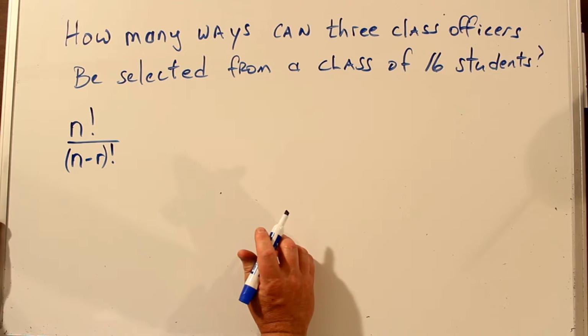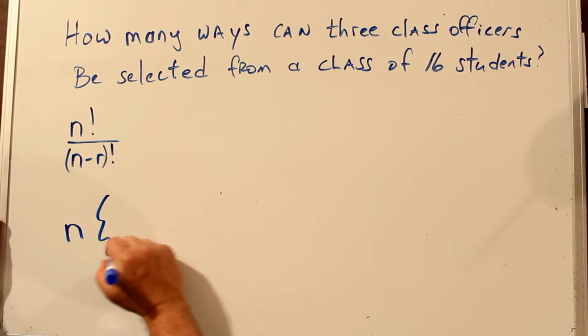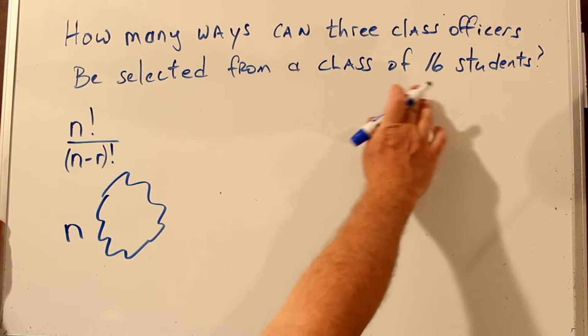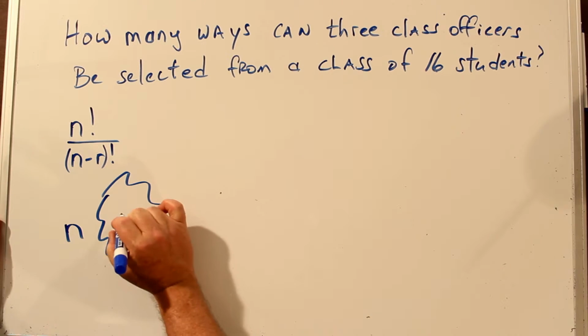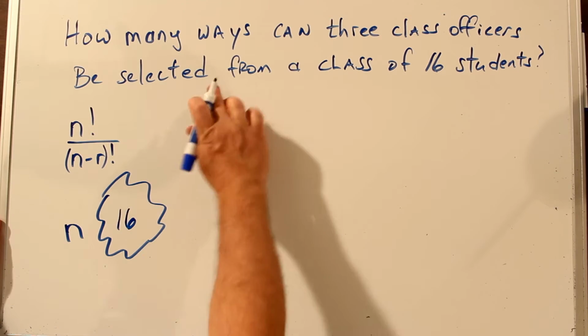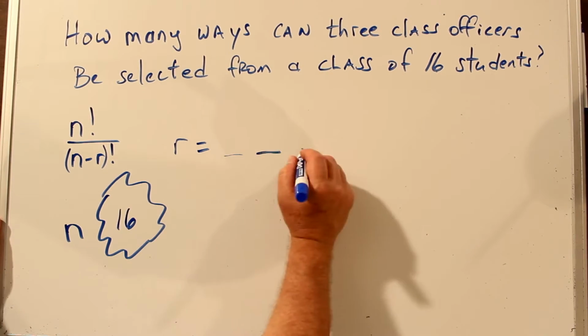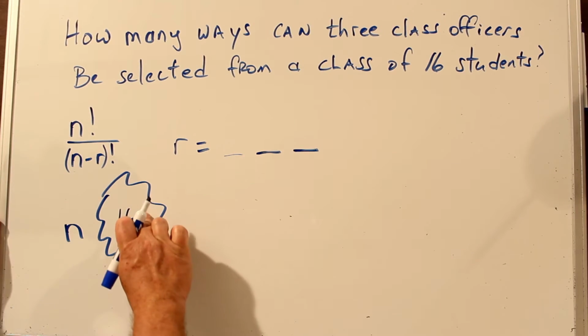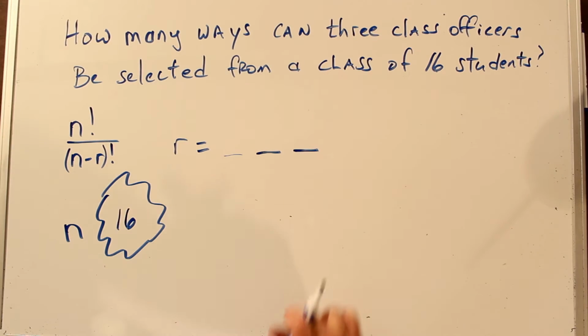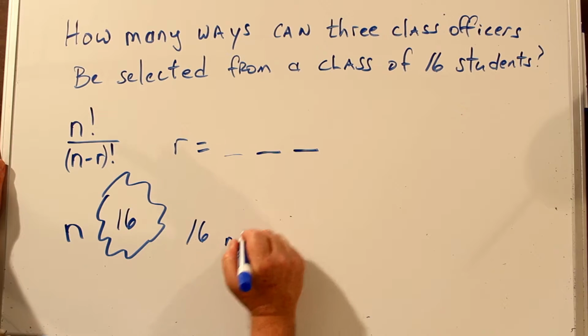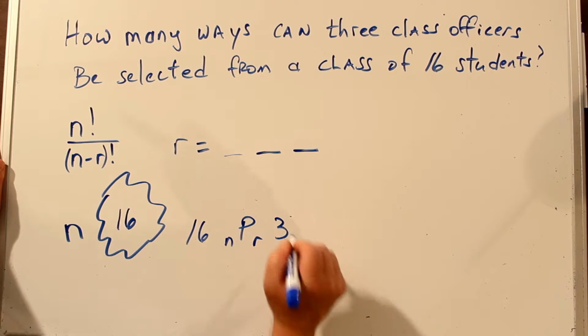n is the number of things in our universe that we're selecting from, and in this case we have a class of 16 students to select from, so n is 16. r is the number of things we want to select. We have 3 class offices, so r is 3. So we have 16 things in our universe, and we're selecting 3 at a time. The permutation of 16 things taken 3 at a time.